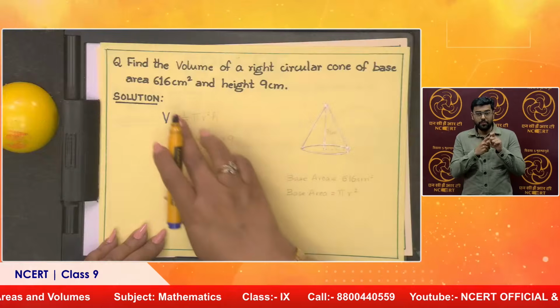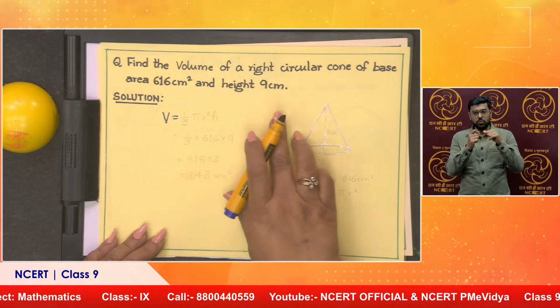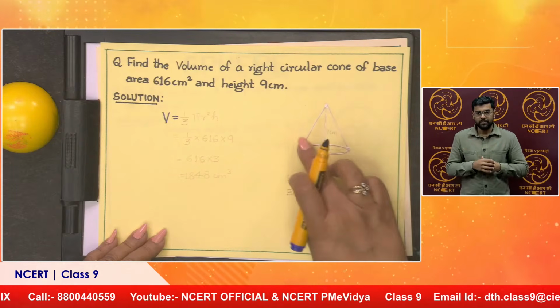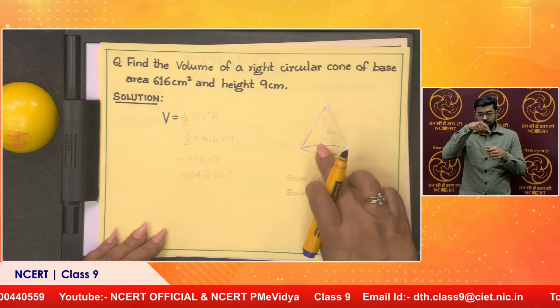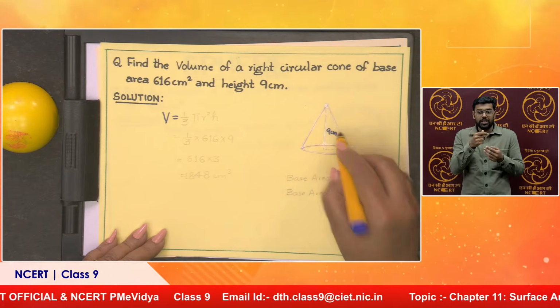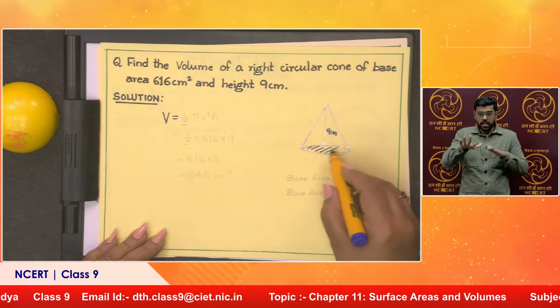Now let us go to the next question here, children. Find the volume of the right circular cone of base area 616 centimeter square and height 9 centimeters. Here also I have made this shape of the cone with the help of a 3D liner to highlight the height as 9 centimeters, and the base area is given to me. Can you see this area?